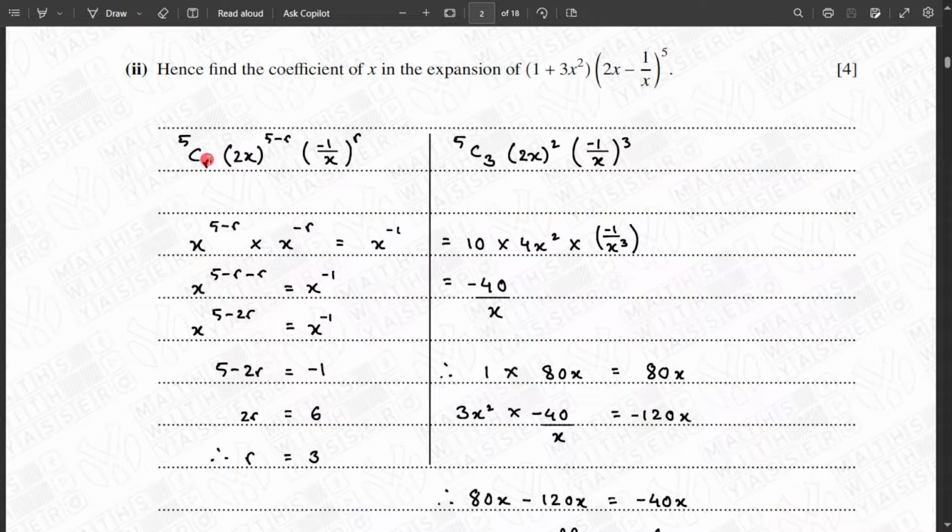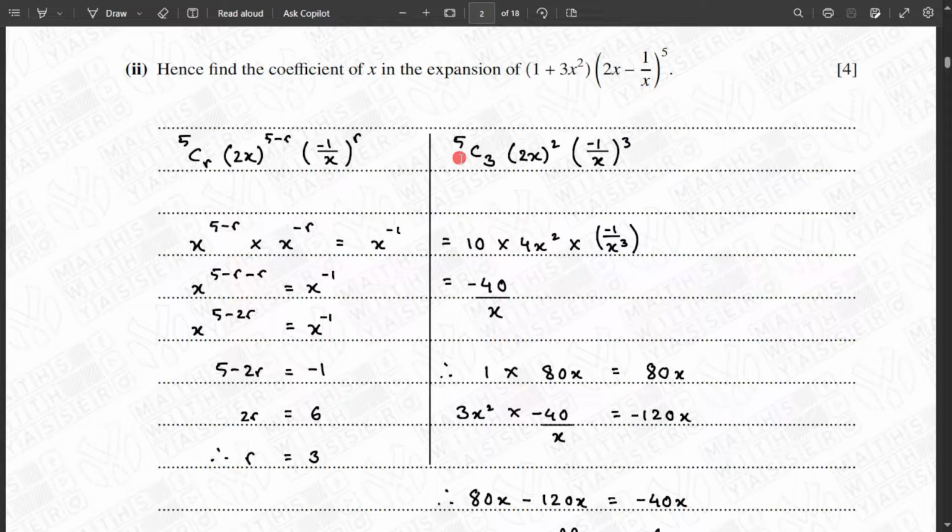So again, we need to isolate the x terms from this expansion. It will be x^(5-r) times x^(-r), which should be equal to x^(-1). Since it's getting multiplied, the powers will be added. So 5 - r plus -r, x^(5-2r), is equal to x^(-1). So 5 - 2r is equal to -1. Therefore, 2r will be equal to 6, hence r is equal to 3.